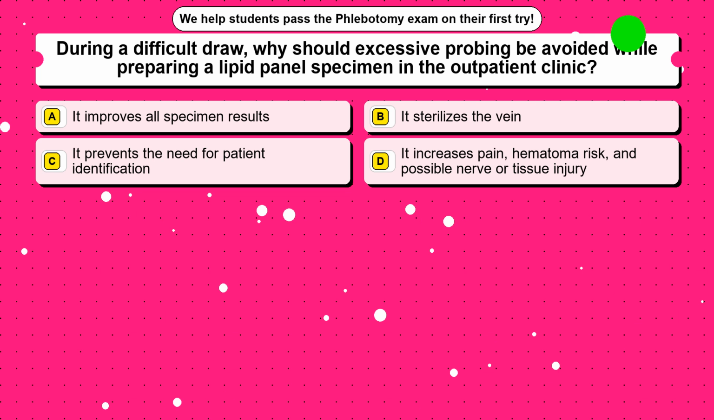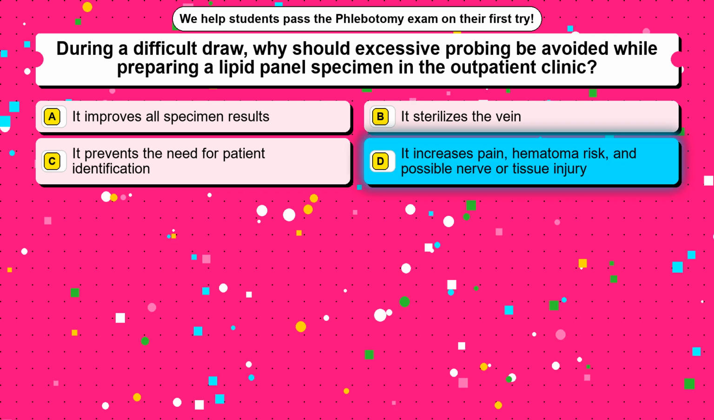Question 7. During a difficult draw, why should excessive probing be avoided while preparing a lipid panel specimen in the outpatient clinic? Option A. It improves all specimen results. Option B. It sterilizes the vein. Option C. It prevents the need for patient identification. Option D. It increases pain, hematoma risk, and possible nerve or tissue injury.